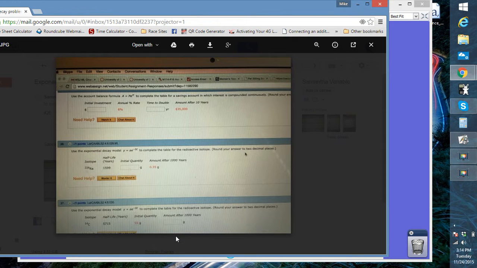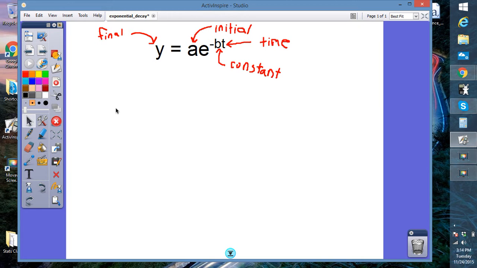All right, so now we're looking at the decay of this carbon-14. They tell us the half-life, they tell us the initial quantity, and we're trying to find the amount after 1,000 years. So it's opposite of the other problem. The other problem, we knew the amount after 1,000 years, and we had to find the initial quantity. All right, so same formula.